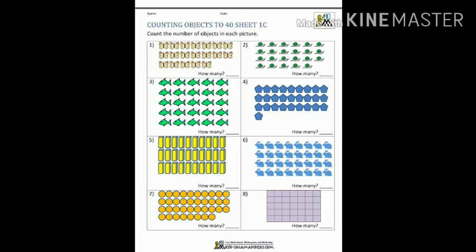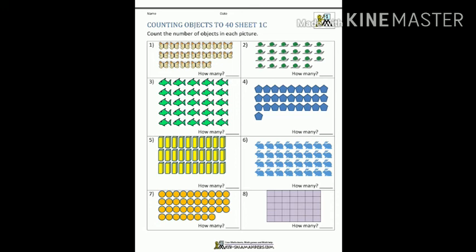TWENTYEIGHT 28. Now in the first column you can see the blocks. Now we will count the blocks, okay? 1, 2, 3, up to 30. So there are 30 blocks in that column and the spelling of 30 is THIRTY 30.